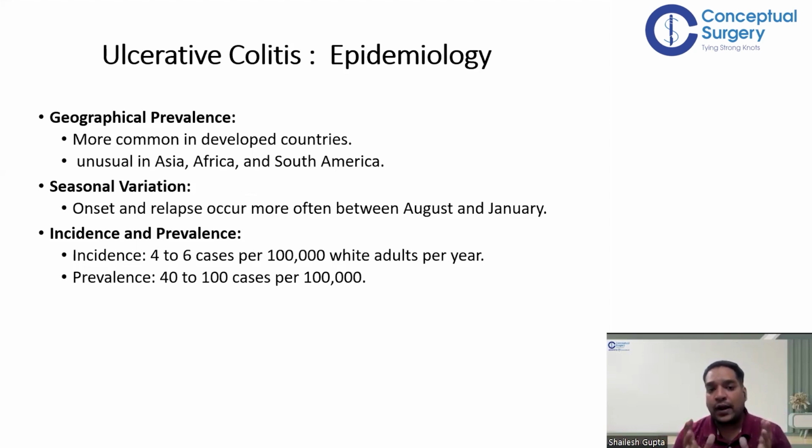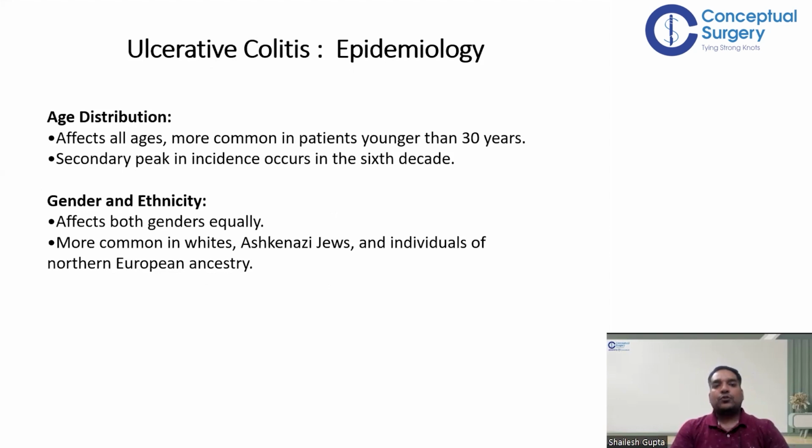So it is quite a huge number in the case of whites, right? 1 लाख के अंदर 100 केसेस होना छोटा नंबर नहीं है, काफी बड़ा नंबर है. And this incidence we are talking about is in terms of white people, right? So age distribution, it affects all ages, but happens more commonly in those younger than 30 years of age. ये पहली peak होती है, second peak happens in the 6th decade, right? And it affects both genders equally and more commonly in white, Jews, and individuals of Northern European ancestry.